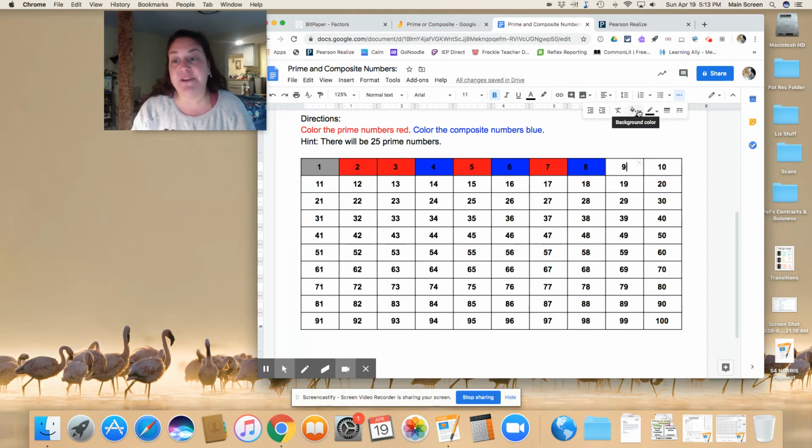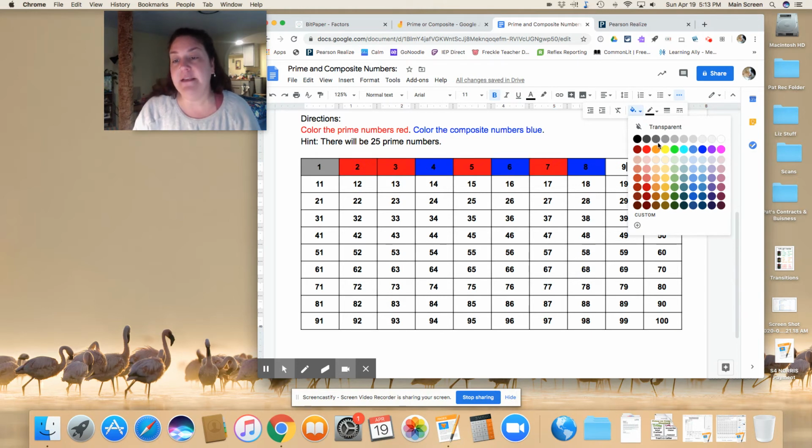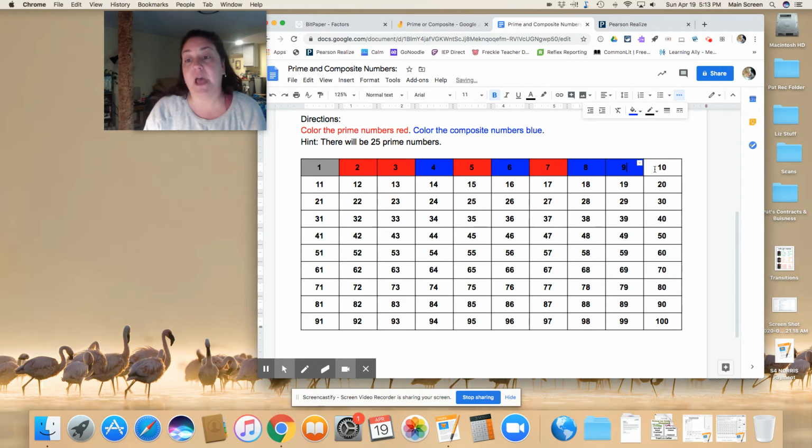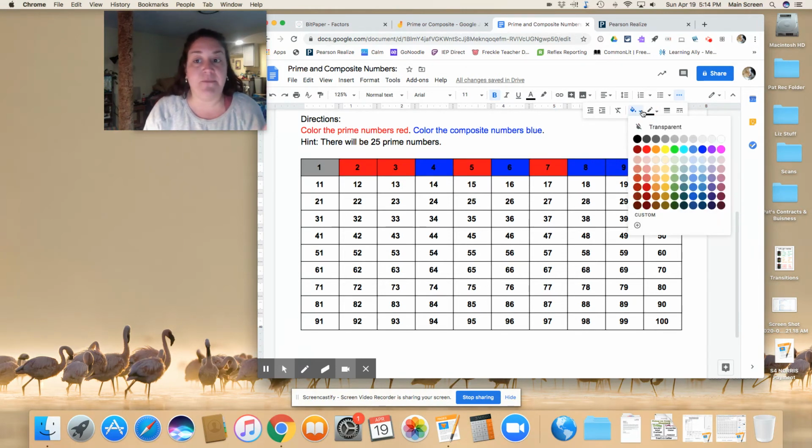People sometimes forget about that. Some people think all the odd numbers are prime. That's not true. That's not true at all. So don't go with that. 9 is an odd number, and it is composite. 10, also composite. 2 times 5.